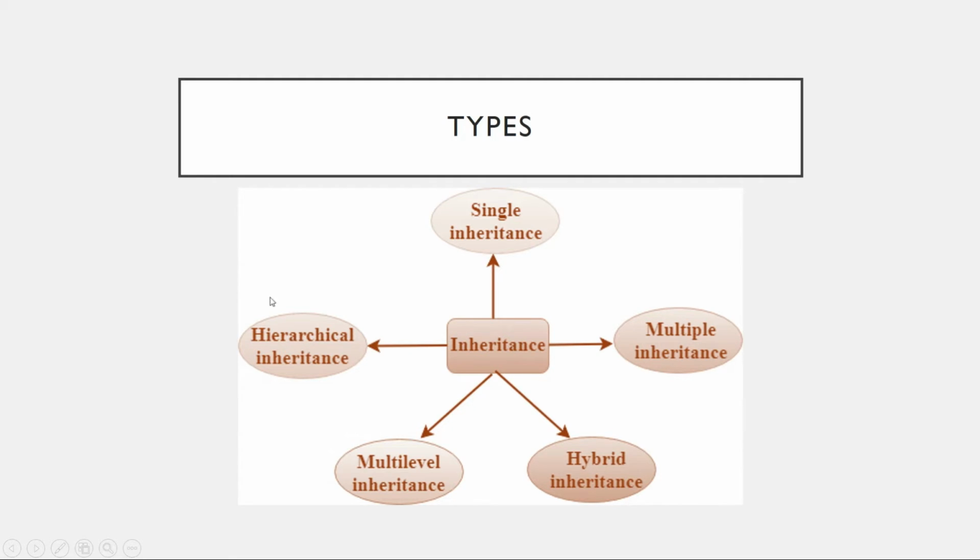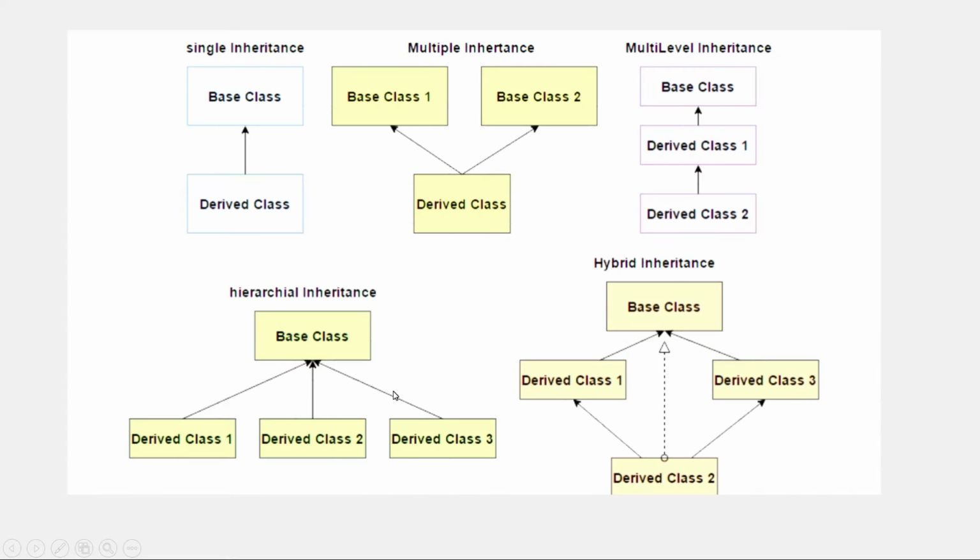Now, there are different types of inheritance in C++. One is single inheritance. You have multiple inheritance, multi-level inheritance, hierarchical inheritance and hybrid inheritance. How do I categorize them? They are categorized based on the number of base classes and derived classes. In single inheritance, you have one base class and one derived class. Next you have multiple inheritance, where you have many base classes. Remember, multiple means many. So you have many base classes and a derived class.